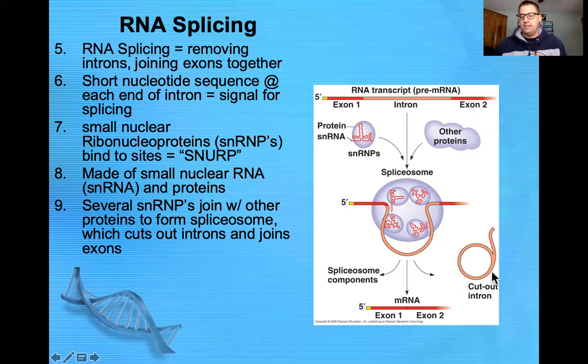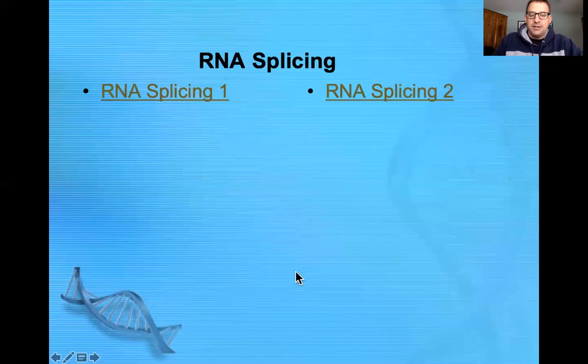Enzymes will degrade these small segments of RNA here, so that the RNA nucleotides can be recycled and reused in the nucleus. The exons are joined together, and what exits the nucleus is our finished transcript that has only exons spliced together with a 5' cap and a poly A tail.